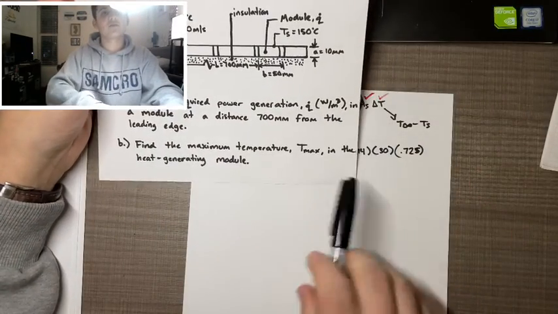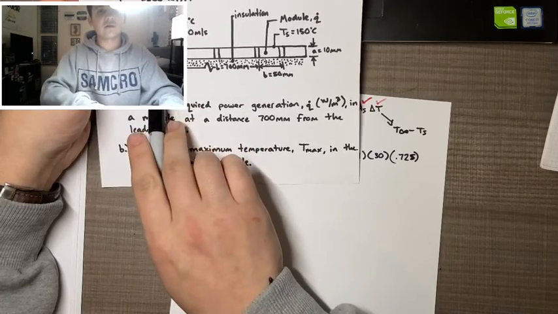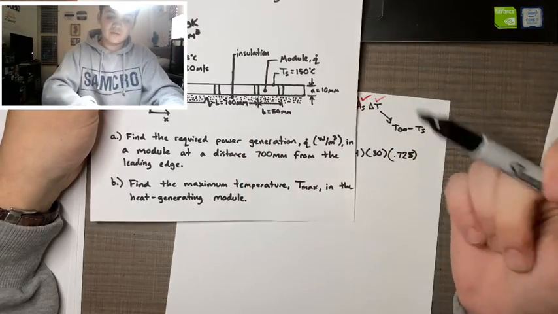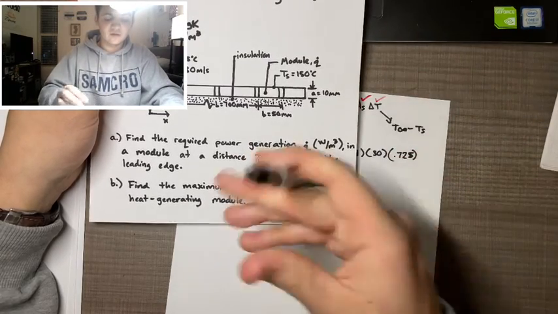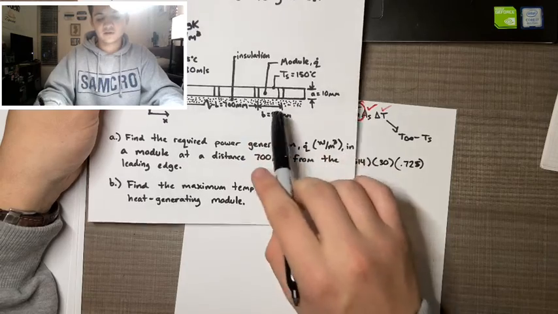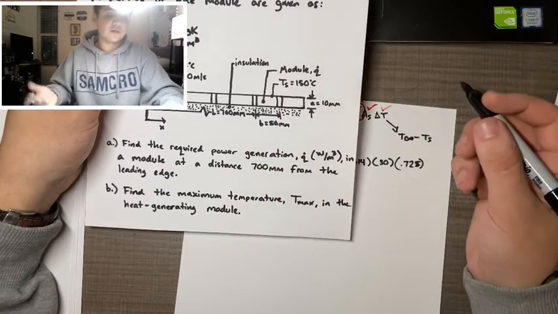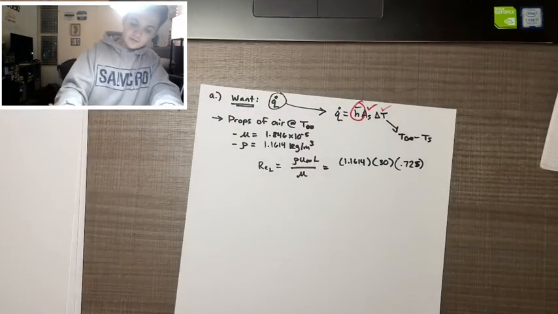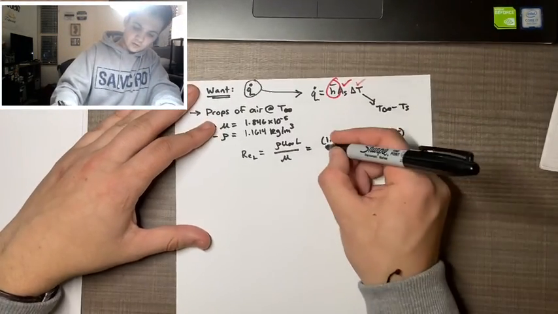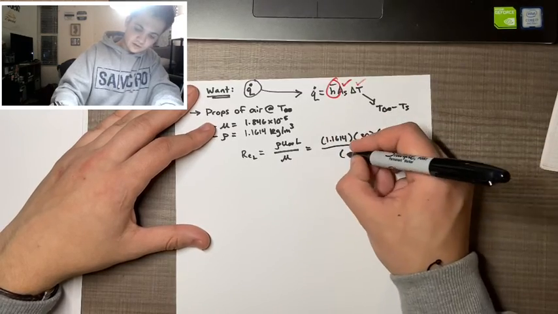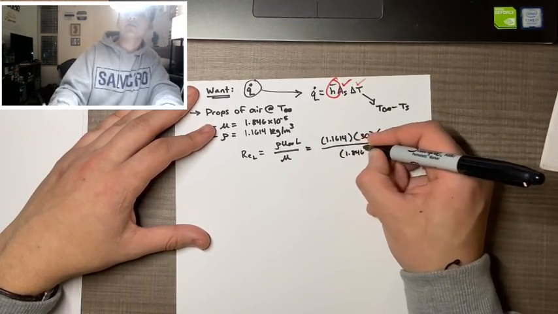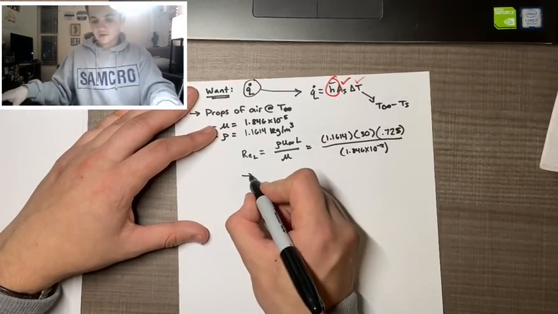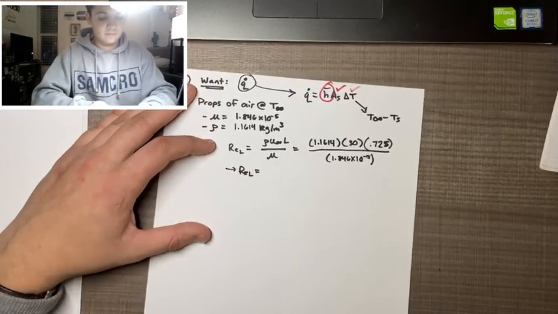So 0.725, because L is 700 millimeters up to the first edge, right? And then it's going to go in to the middle by another 25 millimeters. That gives us 725 millimeters, for a total of 0.725 meters. Okay? So all of that is going to be divided by our mu, which is 1.846 times 10 to the negative fifth. So let's look at what that gives us for Re_L.